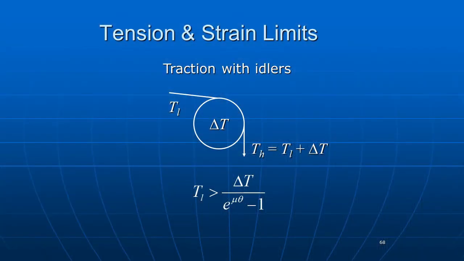If we look at idlers, I find this an interesting one. So we've got our idler formula, and if we plug it into the Capstan formula, in order to maintain traction with an idler, our low tension side has to be greater than the drag of the idler divided by e to the mu theta minus 1. What's interesting about this formula is it says that the lower the drag of the idler, the lower the tension you can run. And so if you do run very, very low tension in your path, you need to have very, very low drag idlers. But anyway, it dictates a minimum tension based on the drag of your idlers. Anything less than that, you can't maintain traction.